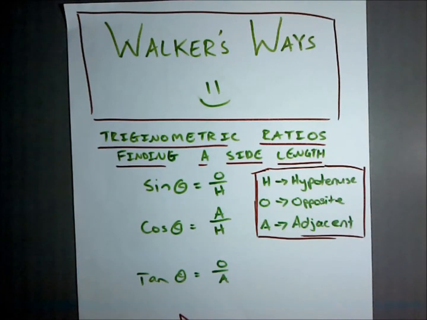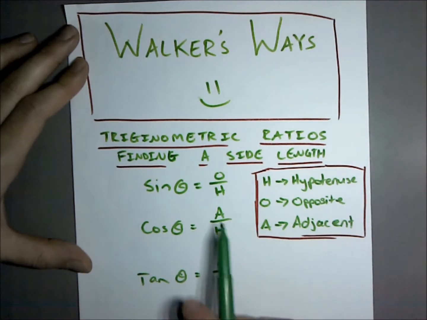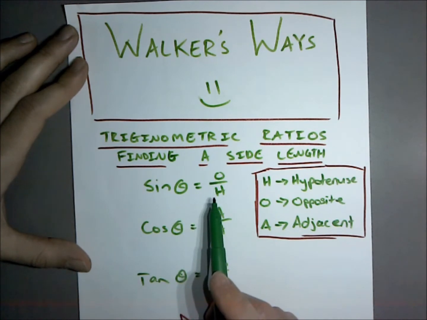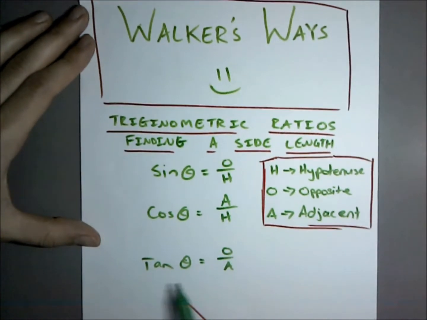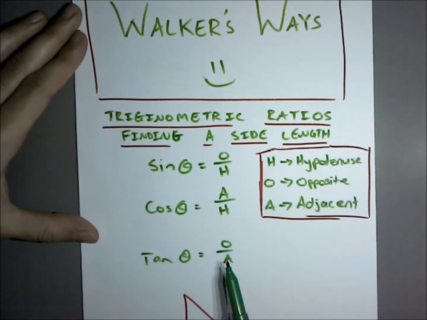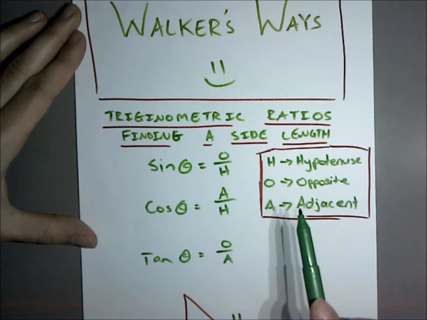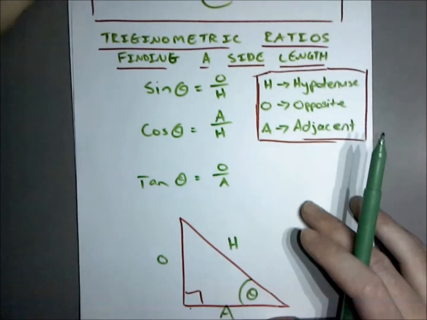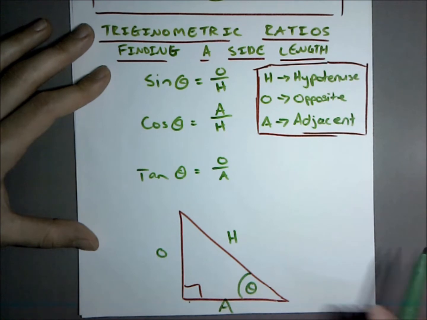Hey guys, in this video I'm going to show you how to find the side lengths of triangles by using trigonometric ratios, where your ratios are these three: sine theta is equal to the opposite divided by hypotenuse, cos theta is equal to adjacent over hypotenuse, tan theta is opposite over adjacent, where the hypotenuse, the opposite, and adjacent are three different sides of your triangle, all in relation to the angle that we're using or that we could be interested in.